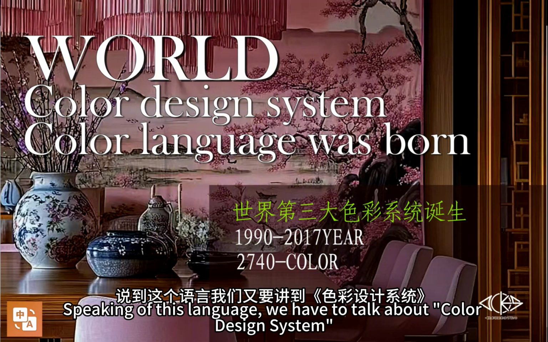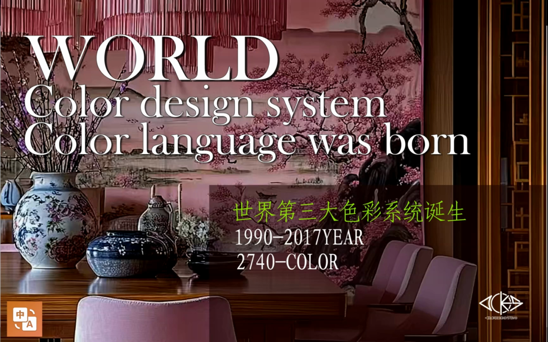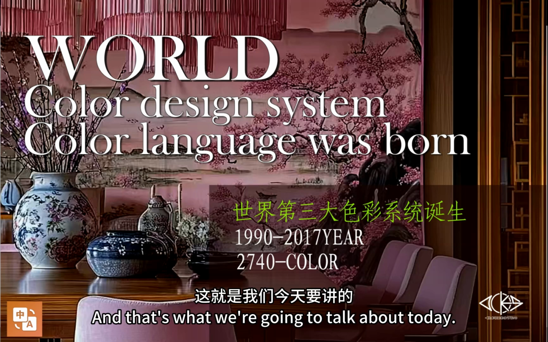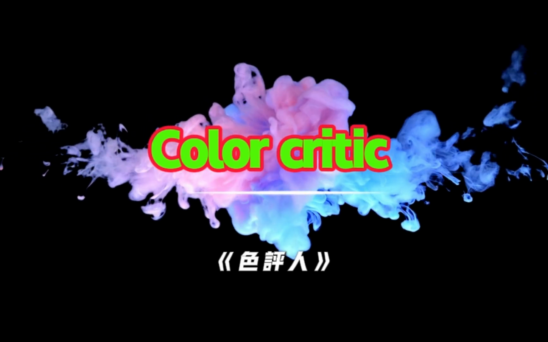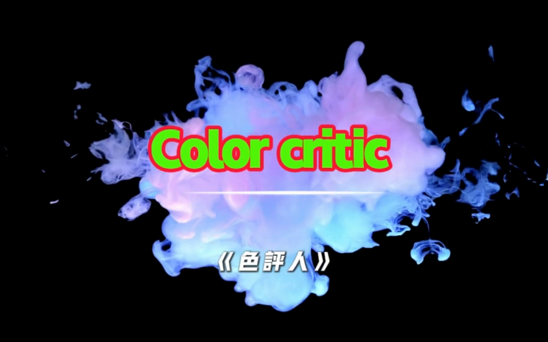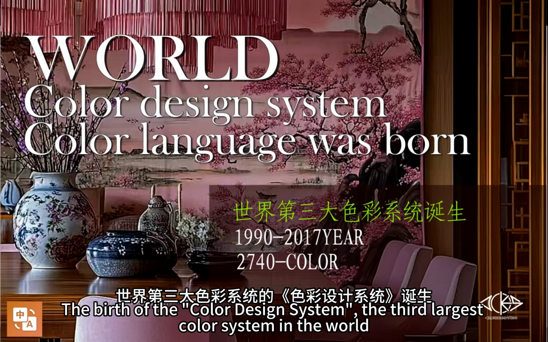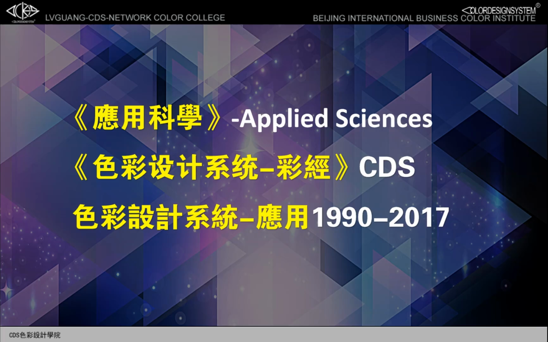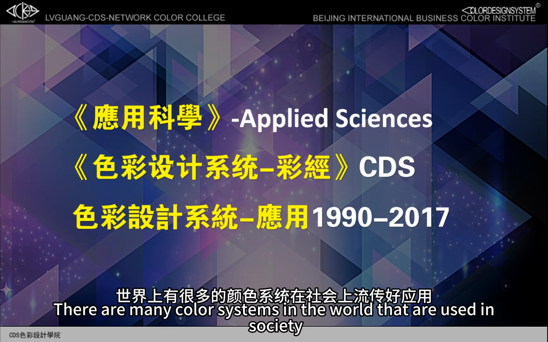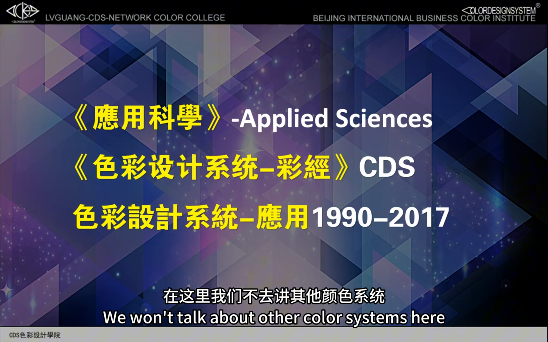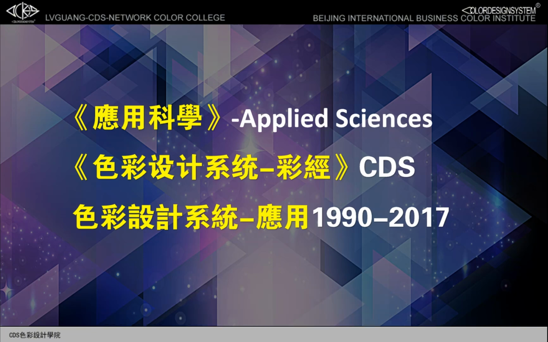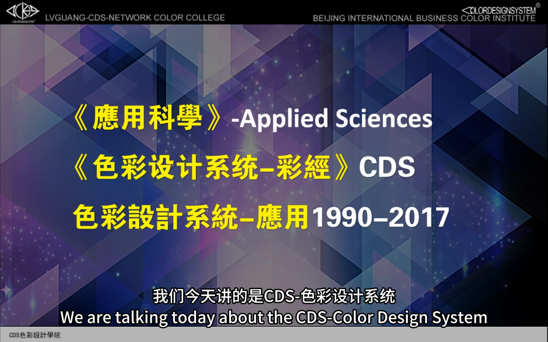Speaking of this language, we have to talk about the color design system. And that's what we're going to talk about today. The birth of the color design system, the third largest color system in the world. There are many color systems in the world that are used in society. We won't talk about other color systems here. We are talking today about the CDS color design system.